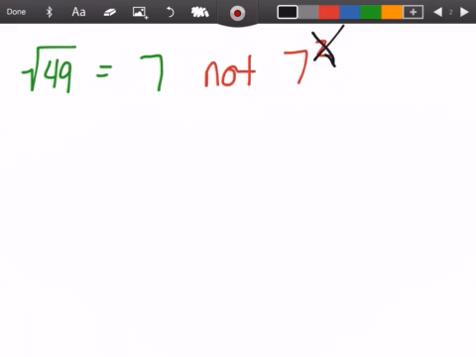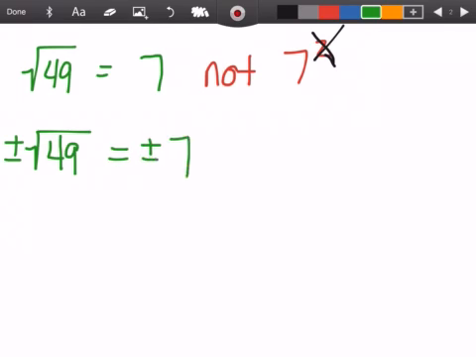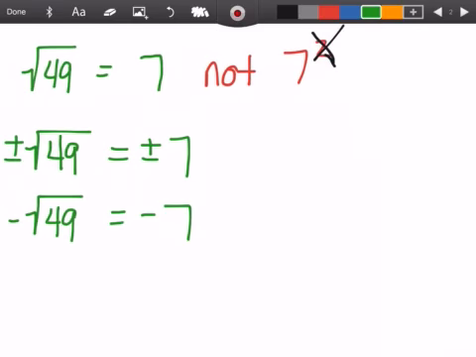And remember, my other option is that if I had a plus or minus out front, this is telling me I want both the positive and negative answer. So we would write it plus or minus 7. And if I just had the negative square root of 49, I only want the negative one, so I would have negative 7. Sorry, if you need another second to write that down.